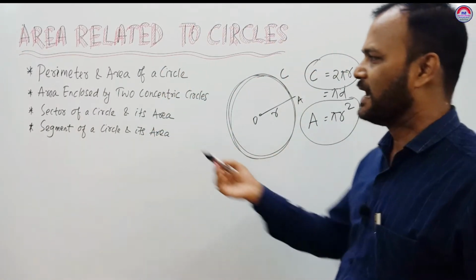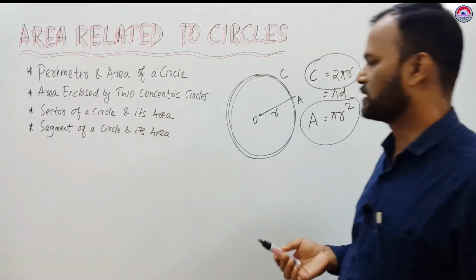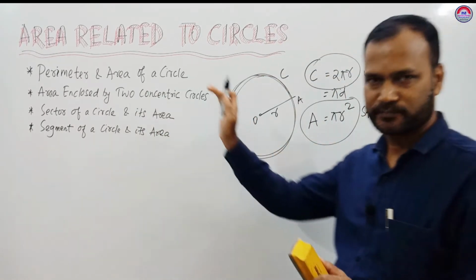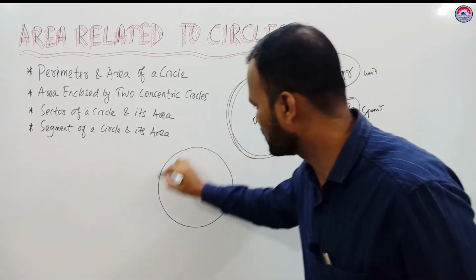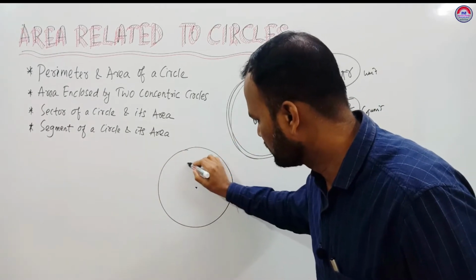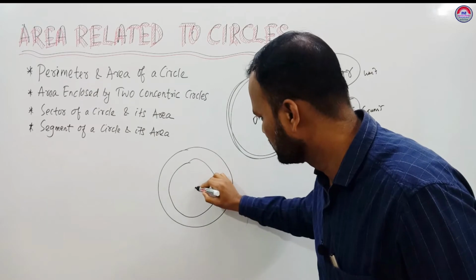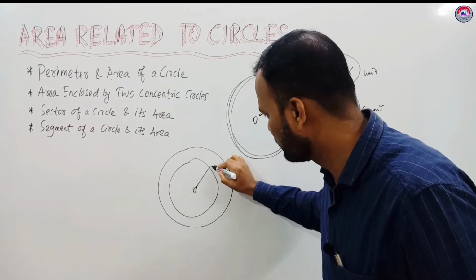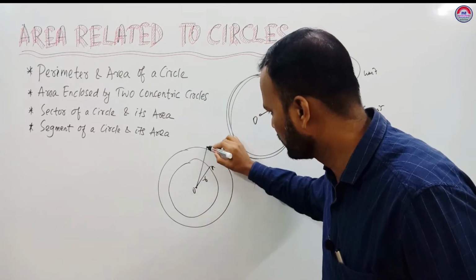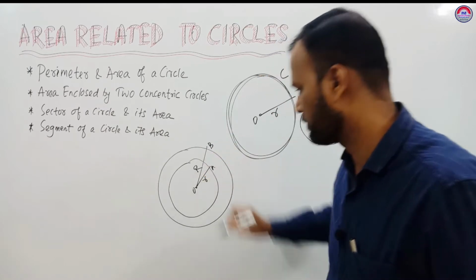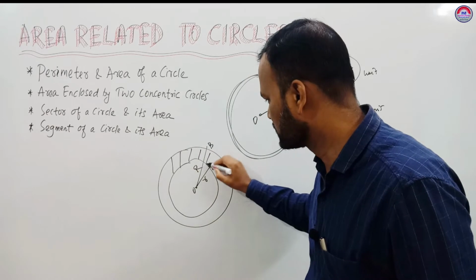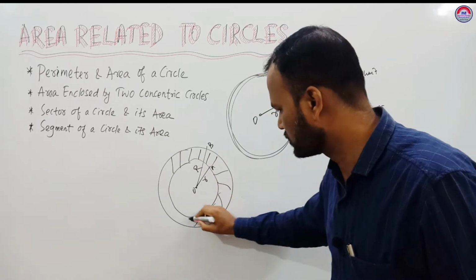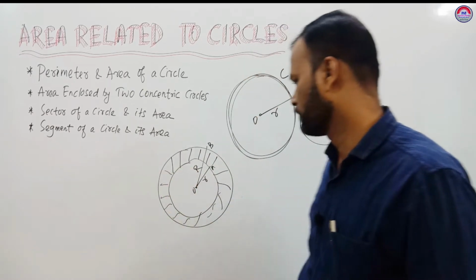Next, area enclosed by two concentric circles. First we discuss the formula. Two concentric circles. Concentric circle means same center, two circles of different radius. Let this radius OA be R, or we can write OB, it is capital R. Then you have to find area enclosed by concentric circles. This area we have to find.